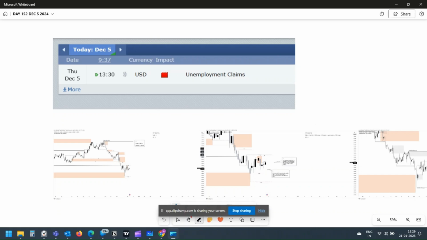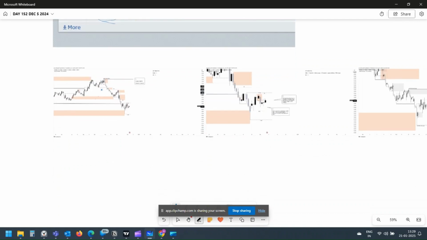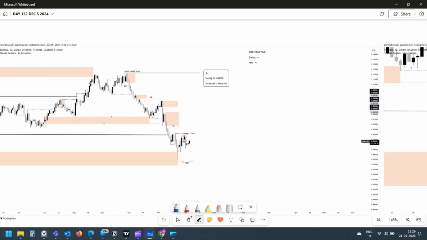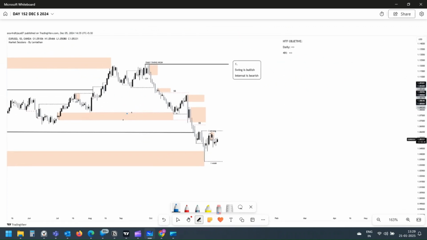So today it will be day 152 and it's December 5, 2024, Thursday. Today we are having one high impact news during our trading window. It's at 1:30, so it would be in the New York session. We must keep that in mind while trading and avoid unnecessary trades during that news window so that we don't get banned out of prop firms.